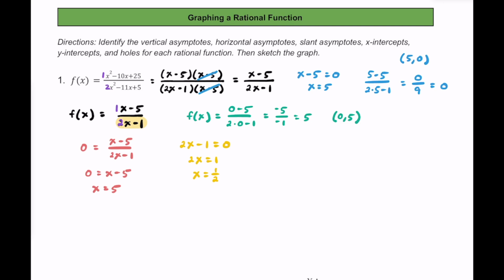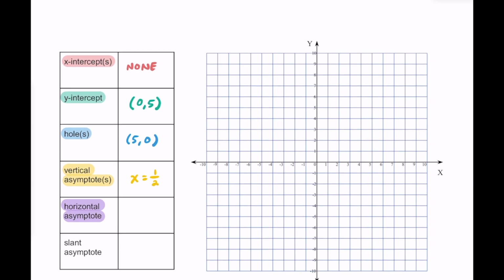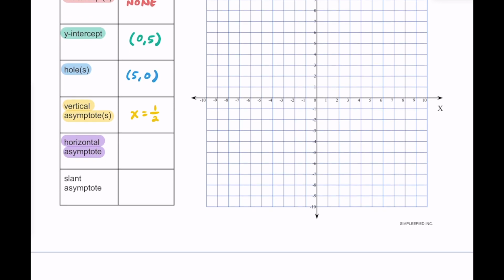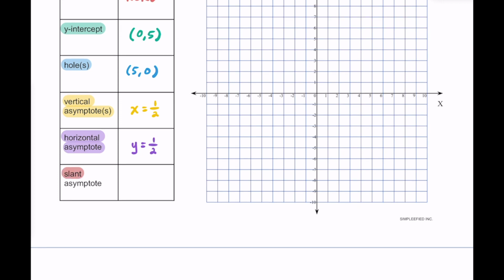So we're going to say that that is going to be y is equal to, because again, it's a horizontal line. So if you have y is equal to 1/2, that's going to be a horizontal line. So let's go ahead and write that into our chart. For this particular rational function, we're going to have y is equal to this 1/2. So again, it just happens to be also 1/2, which matches our vertical asymptote, just kind of a coincidence for this problem. Finally, let's take a look at the slant asymptote.